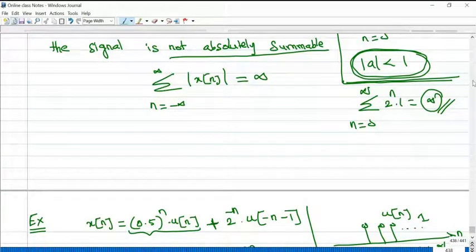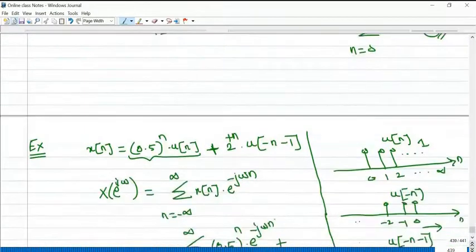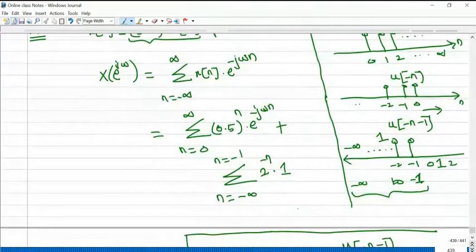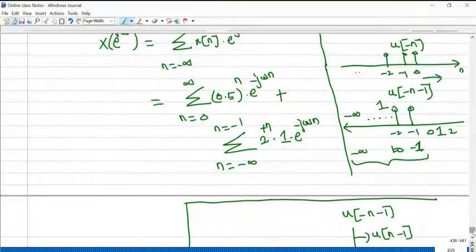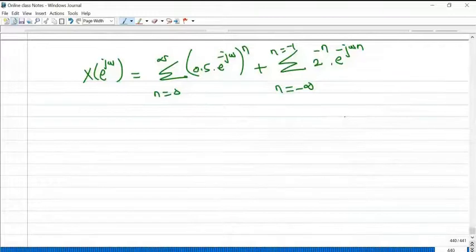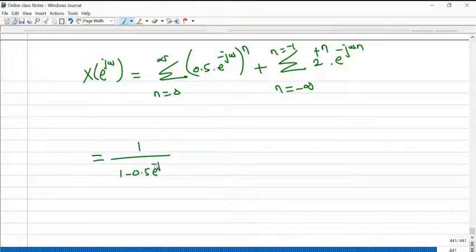Two power n, correct? What is the problem? Sorry, the given problem is 2 power n u of minus n minus 1. So 2 power n e power minus j omega n, right? For the first part, summation from 0 to infinity gives 1 divided by 1 minus 0.5 e power minus j omega. The second term we have to simplify somehow.